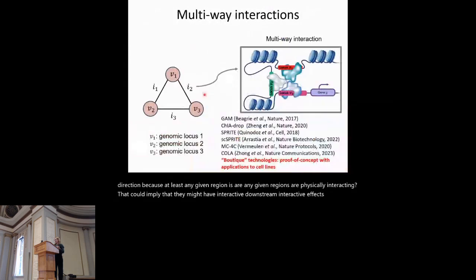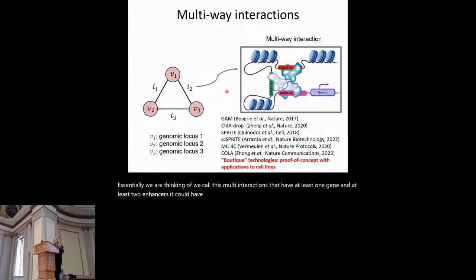So essentially, we call these multi-way interactions that have at least one gene and at least two enhancers. It could have more genes, more enhancers. And not so surprisingly, in the last several years, there have been a lot of technological advancements in profiling these multi-way interactions directly.